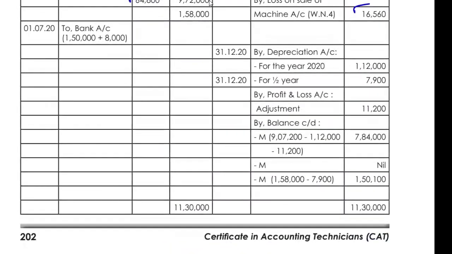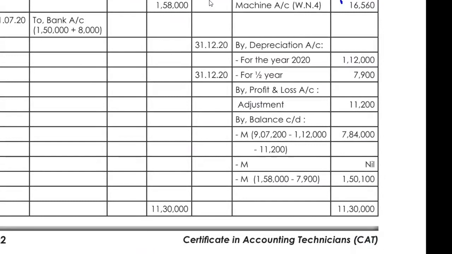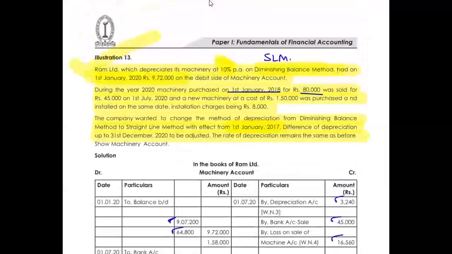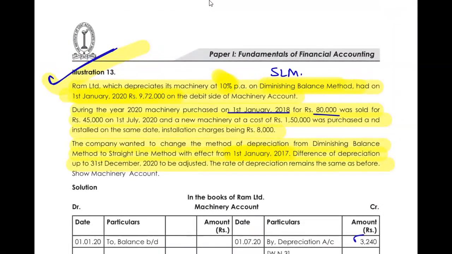So here you can see that the adjustment is done by P&L over here, 12,000, 11,200, and depreciation is charged accordingly. Okay. So that is how we will treat the adjustments in your depreciation retrospectively. So I have not solved this in detail, but try to solve this yourself in detail. And if you encounter any difficulties, then we will solve it in detail later on.